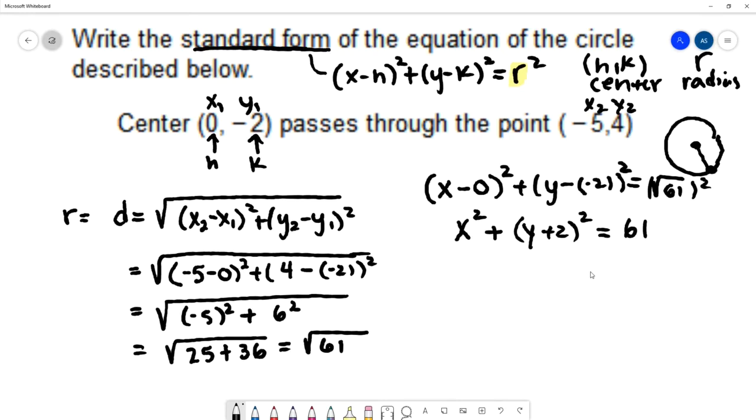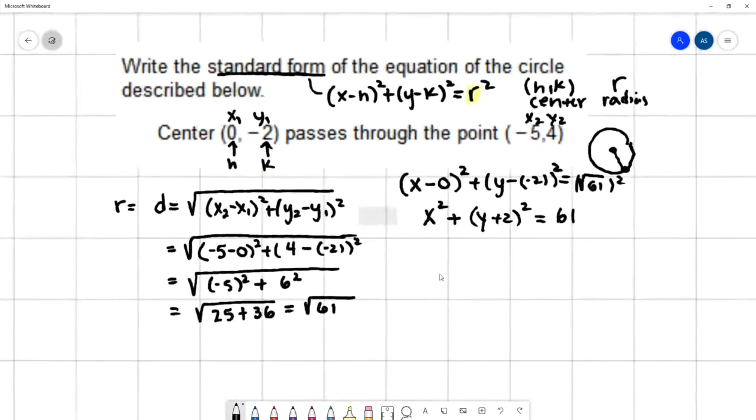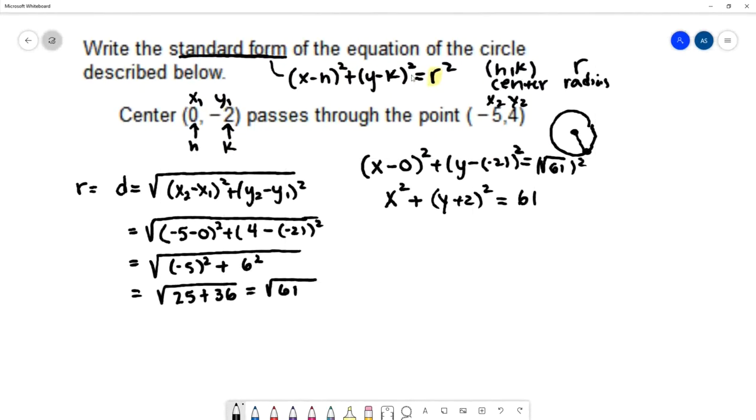I do want to give you one more way to figure out the radius. So instead of using the distance formula, I can use this standard form. You've got x and y, that's your point on the circle. h and k, that's the center of the circle. And we're going to be able to solve for the radius. So let's see what that would look like.